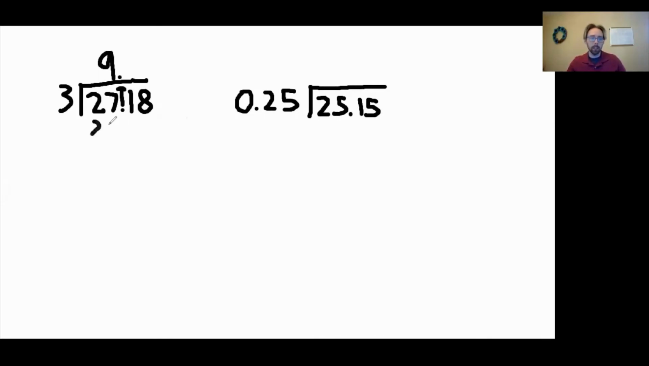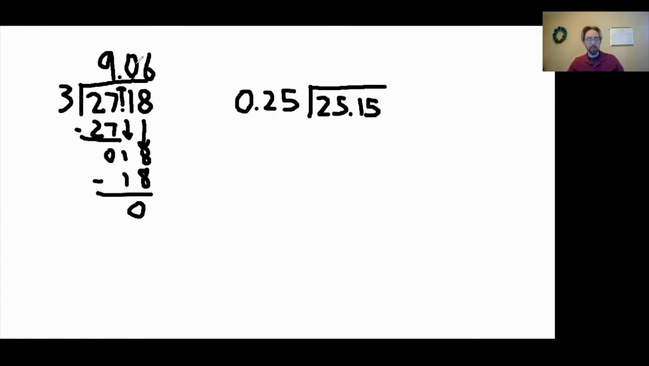So we already did 27. Subtract that, that's going to be 0. Drop my 1. Well, I cannot divide 1 by 3. Stick a little 0 right here. And we're going to drop my 8, which gives me 18. So 18 can be divided by 3 6 times. So we're going to subtract and there we go. So our answer in this case is 9.06.